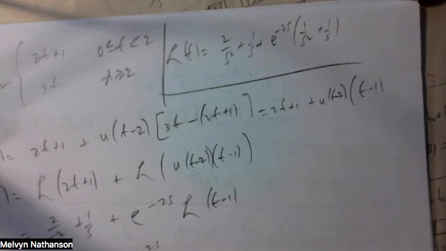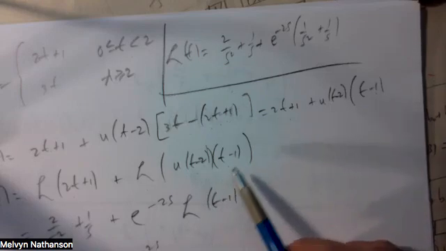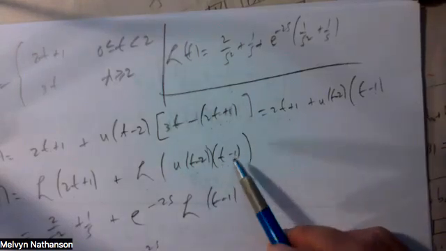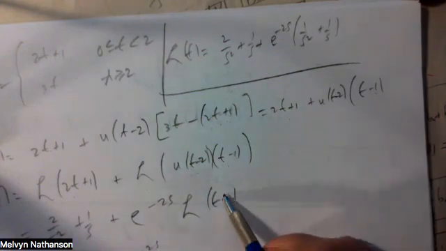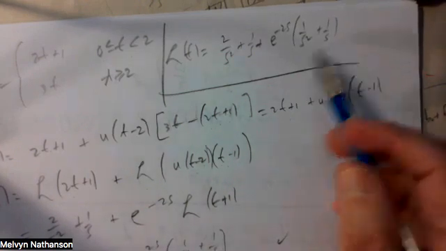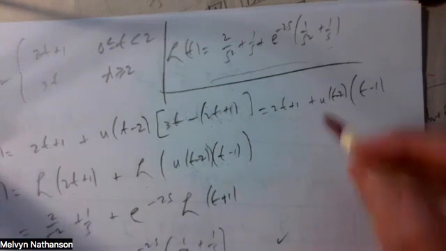So u of t minus 2, yes, it's t minus 1 plus tau. Tau is 2 plus 1. That's what I wanted. So this is 1 over s squared plus 1 over s. And that's what we got. So this and this, they're the same.